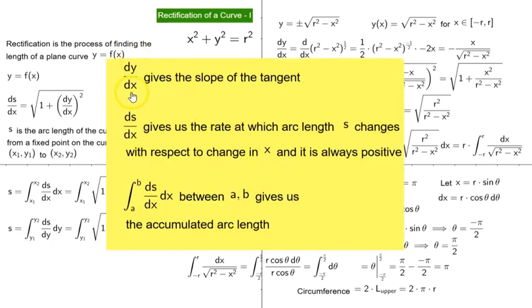So remember, dy by dx gives the slope of the tangent at a point. ds by dx gives us the rate at which arc length s changes with respect to the change in x, and it is always positive. And the integral of ds by dx from a to b gives us the accumulated arc length. That is rectification of a curve.